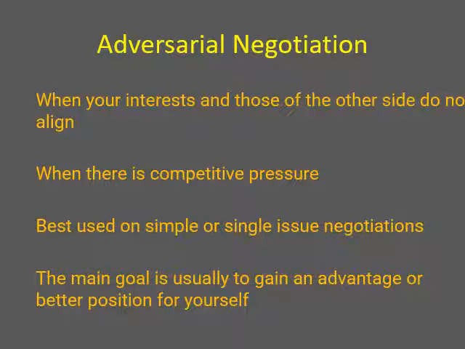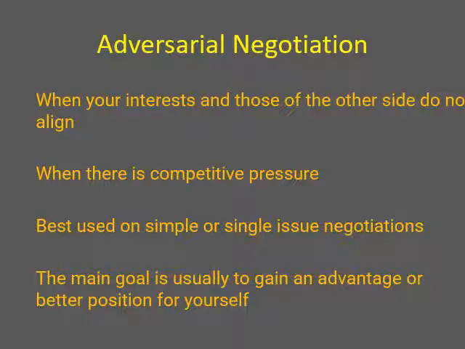The key thing about these sorts of negotiations is that they're very much on simple or single issue matters. Price is the obvious one, but price doesn't have to be the main one. There are all sorts of other things that you could be negotiating for. You could be negotiating standards, the supply of something, or a deadline. All of these things can be adversarial.